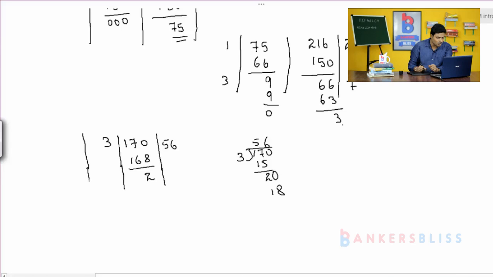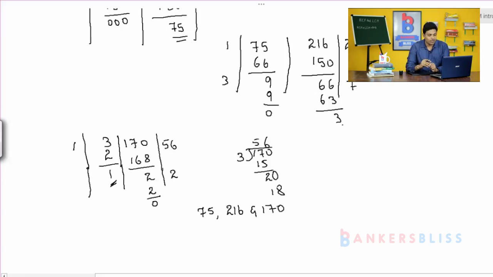Now, which is the highest one, 3 or 2? 3 is the highest one. So you divide 3 by 2. 2 1s are 2. The remainder is 1. Now, which is the highest one, 1 or 2? 2 is the highest one. So you divide 2 by 1. 1 2s are 2. The remainder is 0. If the remainder is 0, in the other part you have to check. Here in the other part you got 1. Therefore, 1 is the HCF for the numbers 75, 216 and 170.